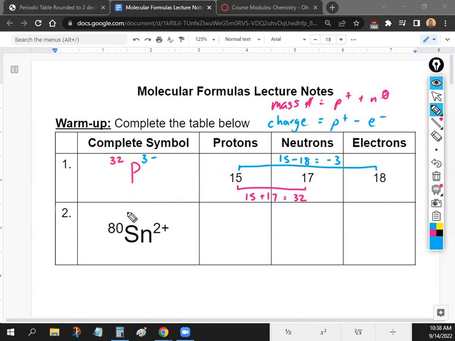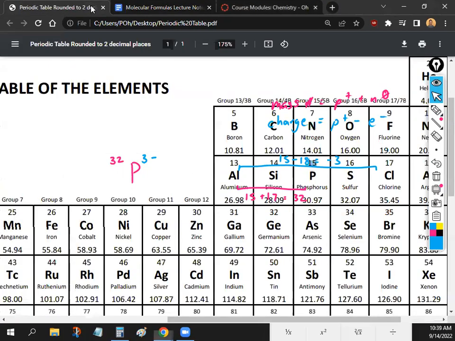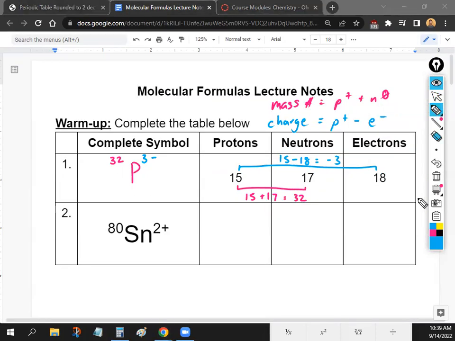So here we're going opposite. We have the mass number and the charge, so we can start with the protons. We have Sn. If you look on the periodic table for Sn, how many protons does Sn have? Yeah, 50. It's just the number on the top. To find the number of neutrons, we take the mass number, which is 80, and we subtract the protons. So 80 minus 50 is, yeah, 30.